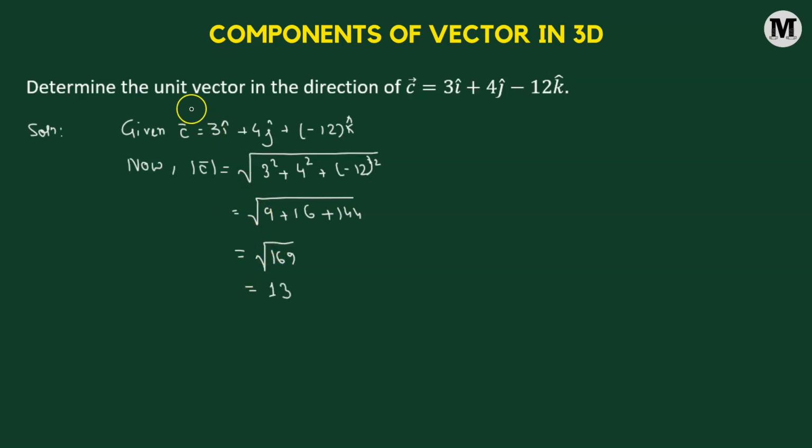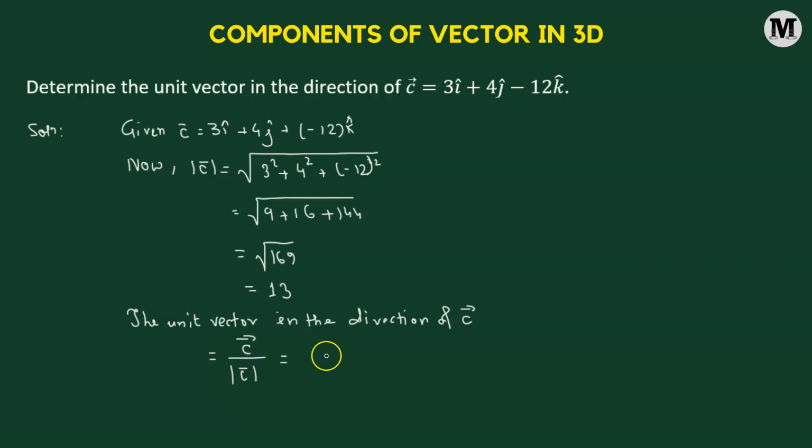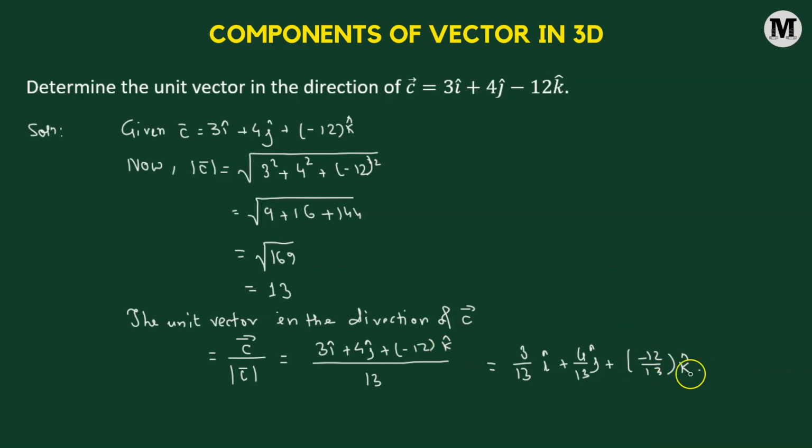Our next goal is to find the unit vector in the direction of vector c. This is given by vector c divided by its magnitude. We already have vector c, that's 3i cap plus 4j cap plus negative 12k cap, and we divide it by 13, such that we get 3 over 13 i cap plus 4 over 13 j cap plus negative 12 over 13 k cap. So this is the unit vector in the direction of vector c.